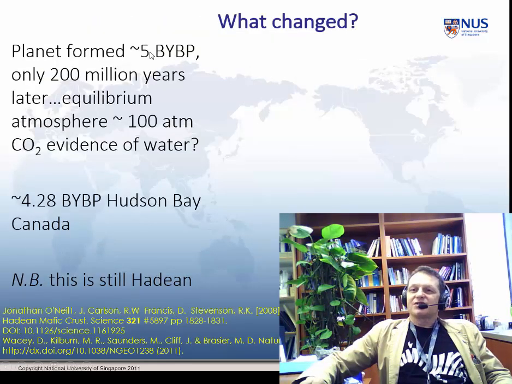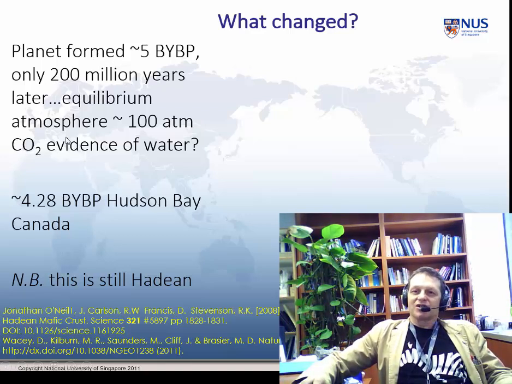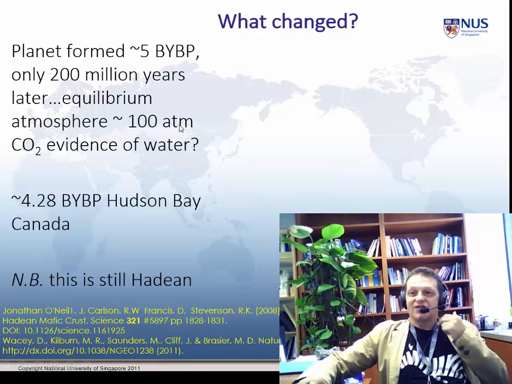5 billion years ago the planet formed. Only 200 million years later, which is a very short time, you have an equilibrium atmosphere which is very rich in carbon dioxide. If you do the sums, you're going to have a pressure on the surface of about 100 atmospheres. There is maybe some evidence of water.